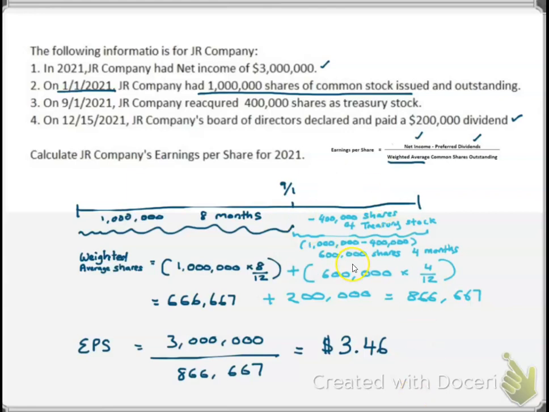If this question said that on December 1st, they resold some of the treasury stock, you would have to make sure that you adjust for that treasury stock selling back. So now those shares would become outstanding. Remember, whenever a company has treasury stock, it reduces the amount of common shares outstanding, but when those treasury stock are reissued, the common stock outstanding increases. That's it for earnings per share videos.